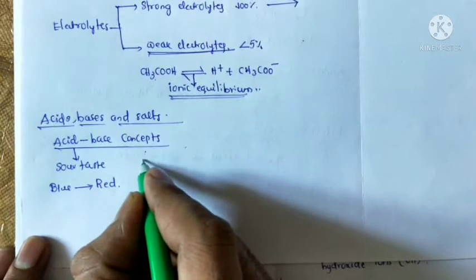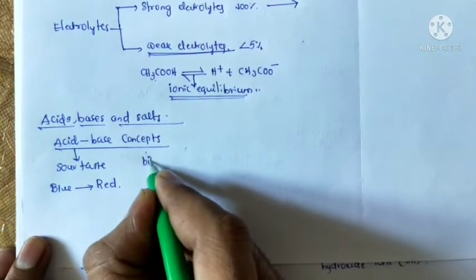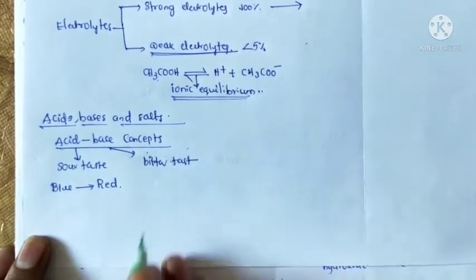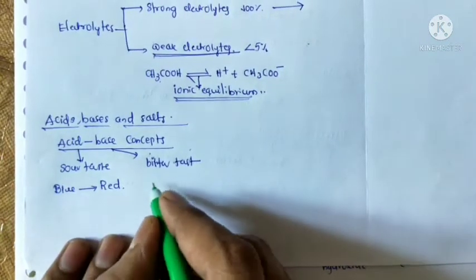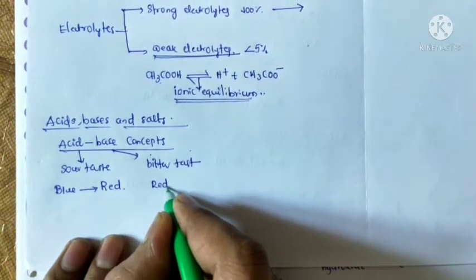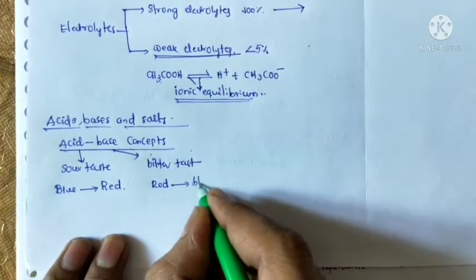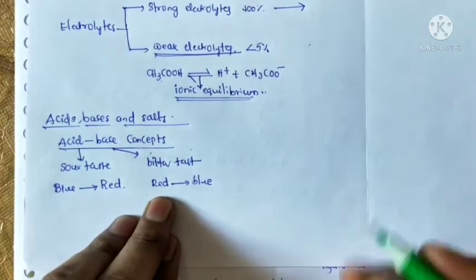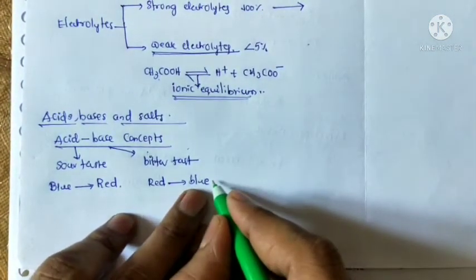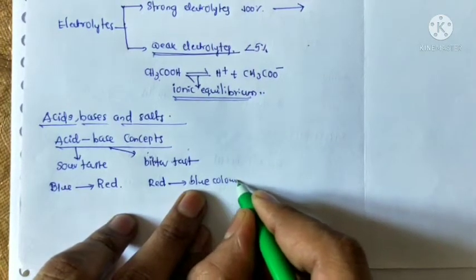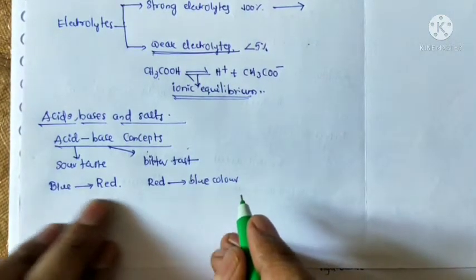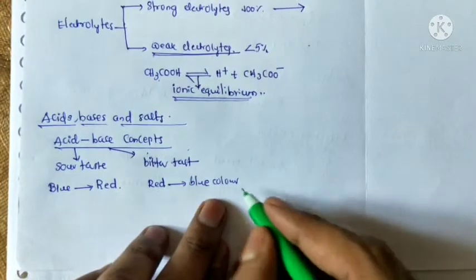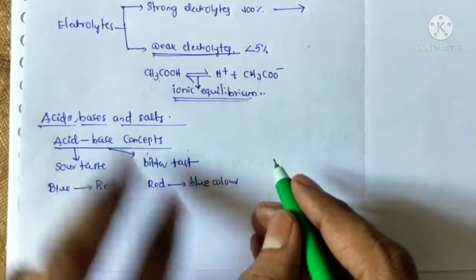Now, bases have a bitter taste. Next, bases can change red litmus paper into blue litmus paper. Red litmus paper changes into blue color. That's why we can identify that the solution is a basic solution.